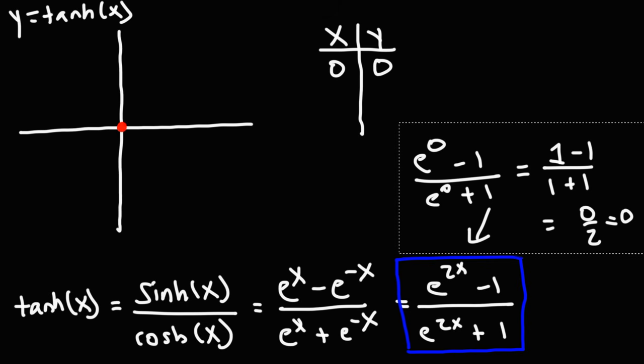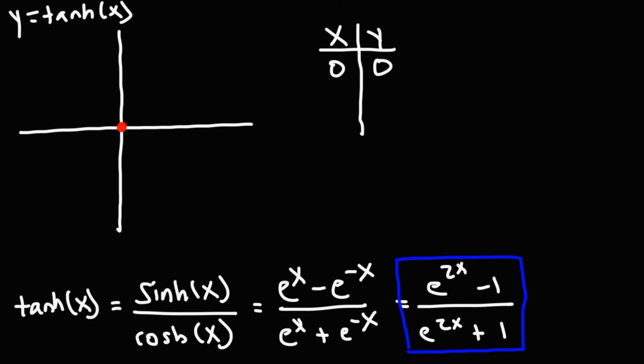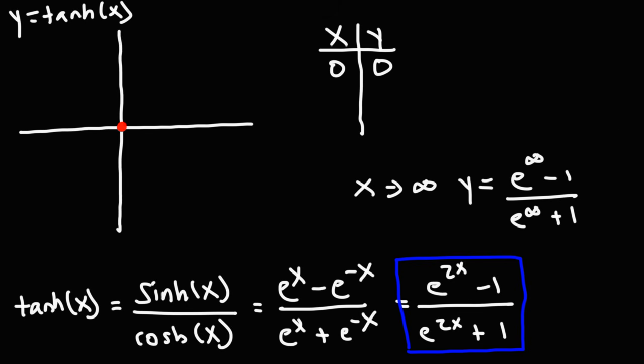Now let's look at the end behavior of this graph. As x goes to positive infinity, what happens to y? Well, this becomes e to the infinity minus 1 over e to the infinity plus 1. The minus 1 and the plus 1 become insignificant. Now both of these are e to the 2x. They're going to grow at the same rate. And because they grow at the same rate as x increases, when x becomes very large, they will cancel, and this is going to approach 1. So as x goes towards positive infinity, y will approach 1.